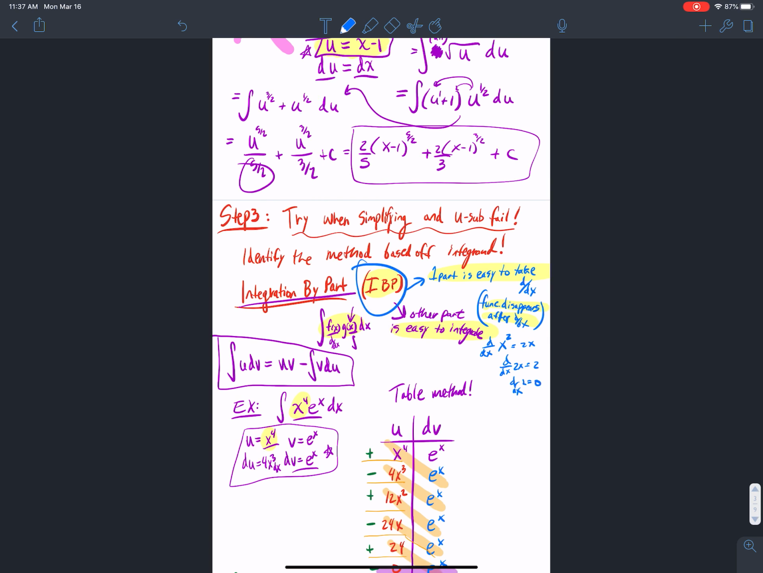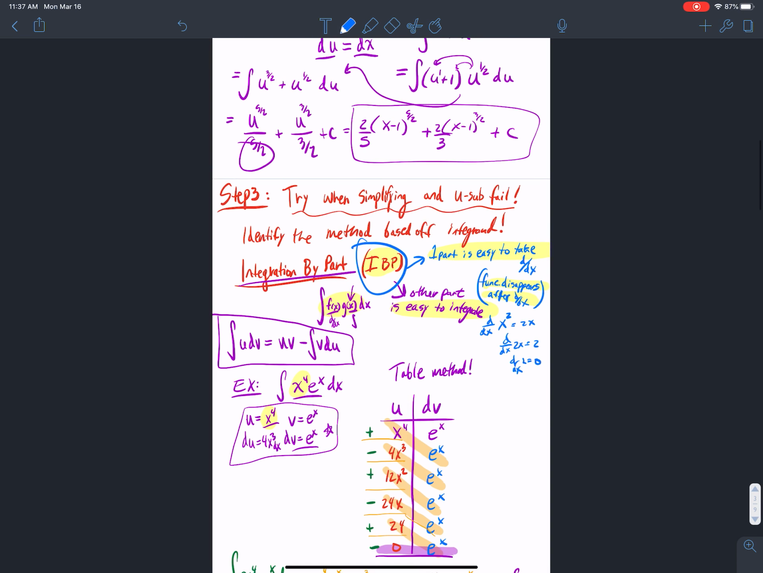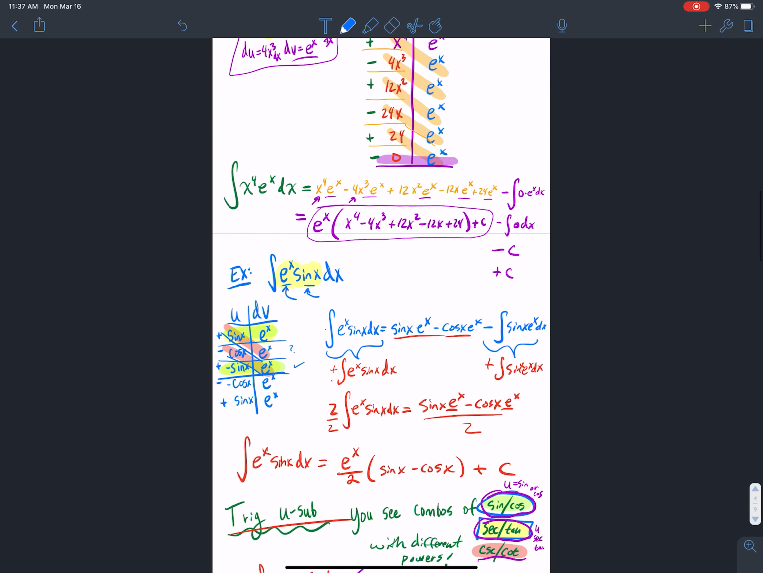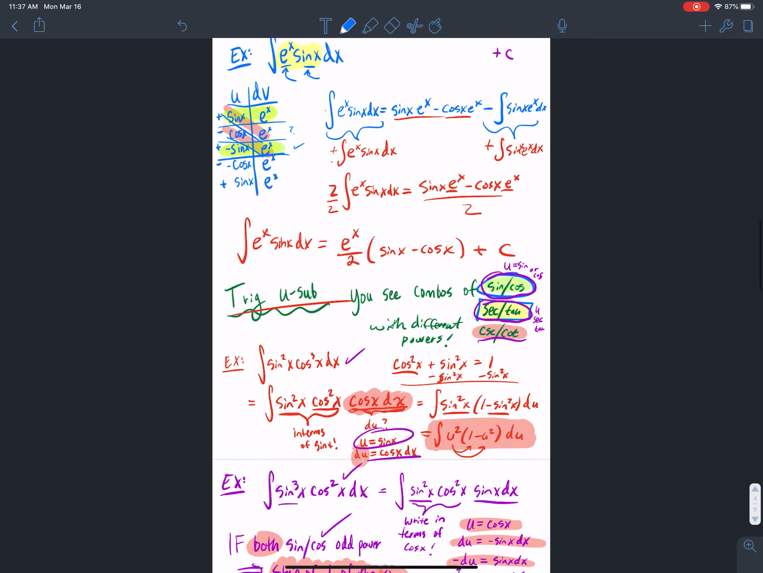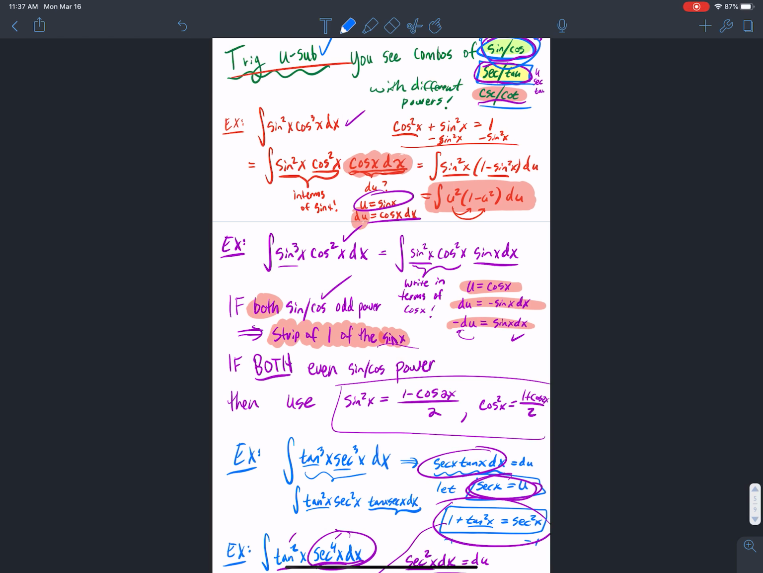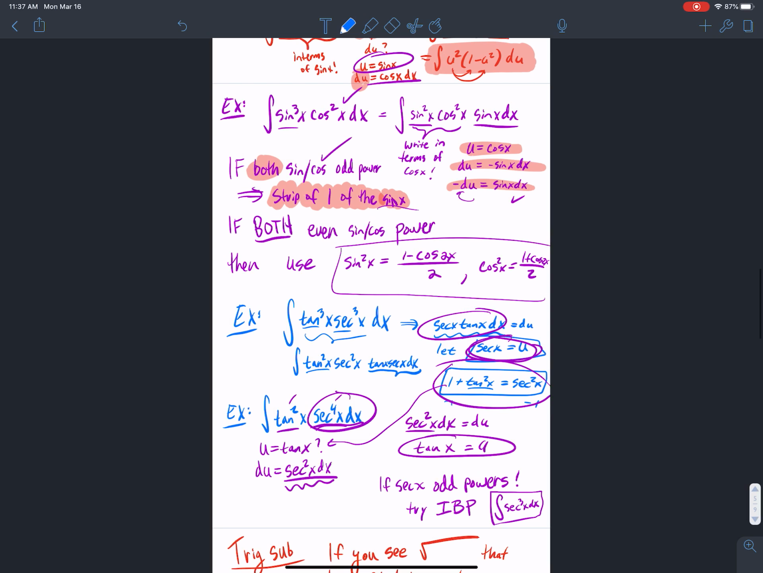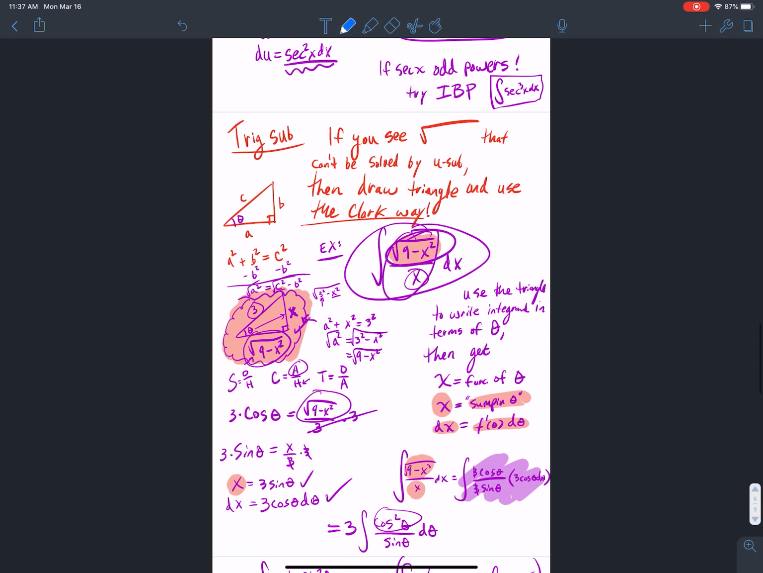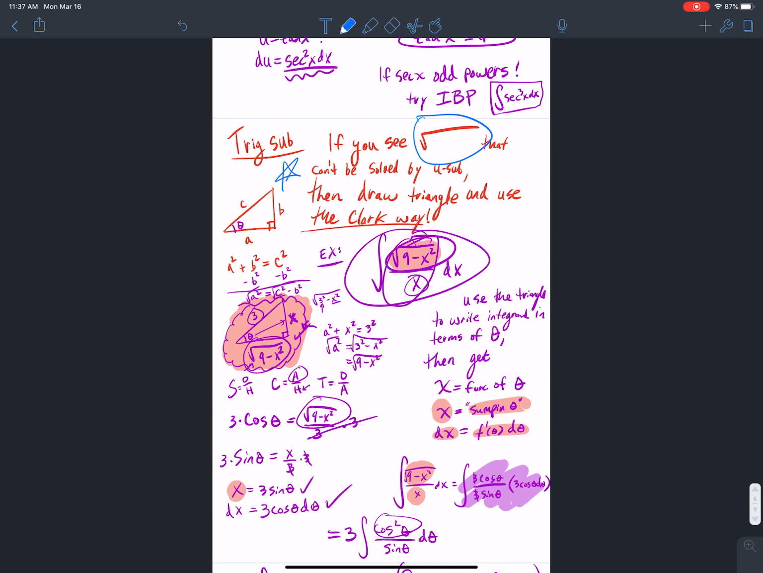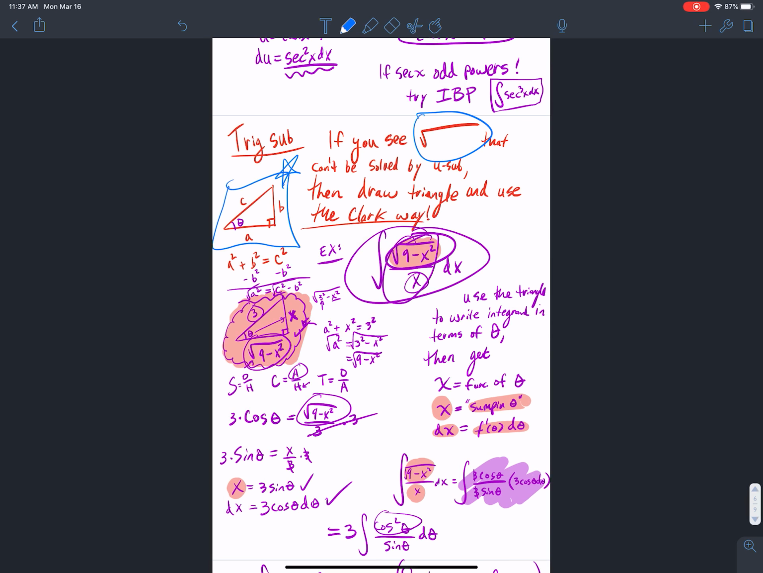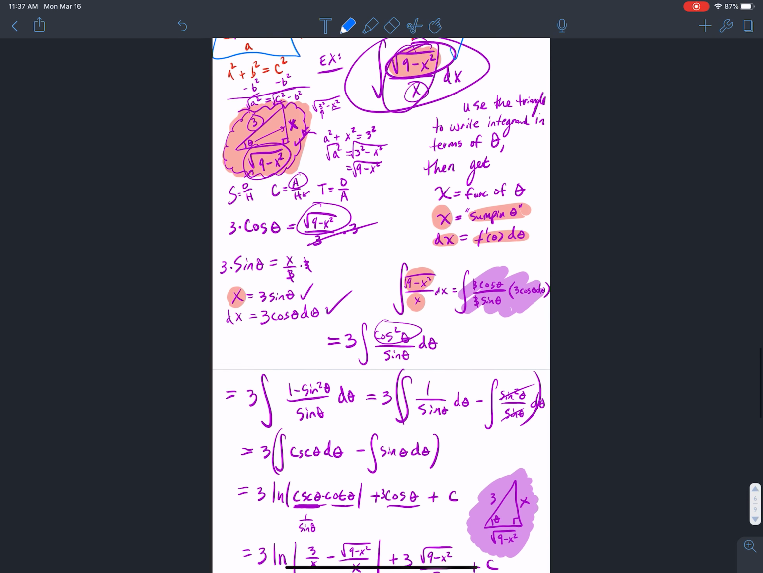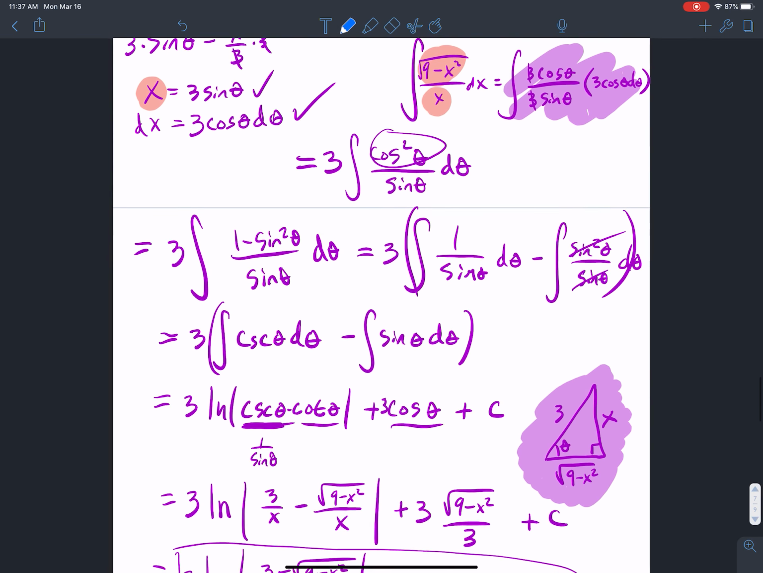So I either have integration by parts, where one's easy to integrate and one's easy to take the derivative of. If that doesn't work, and I see a bunch of combinations of sines and cosines, or secants and tangents, or cosecants and cotangents, do a trig U-sub. Now, if that's not the case, but I see a square root, then I should think trig substitution. Draw my triangle with square roots, okay? And it's not some clever U-sub.